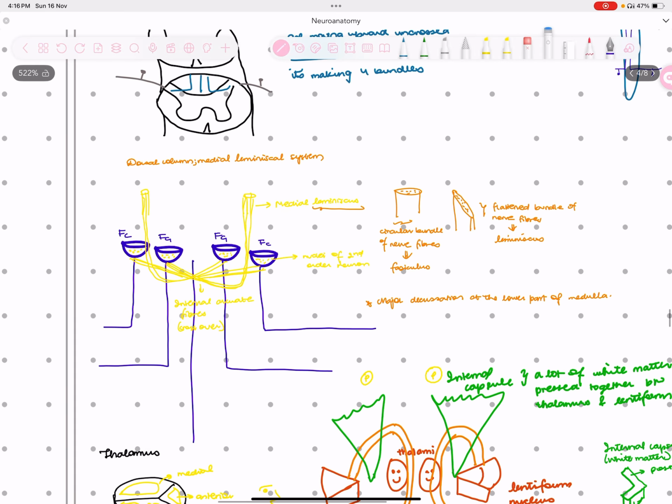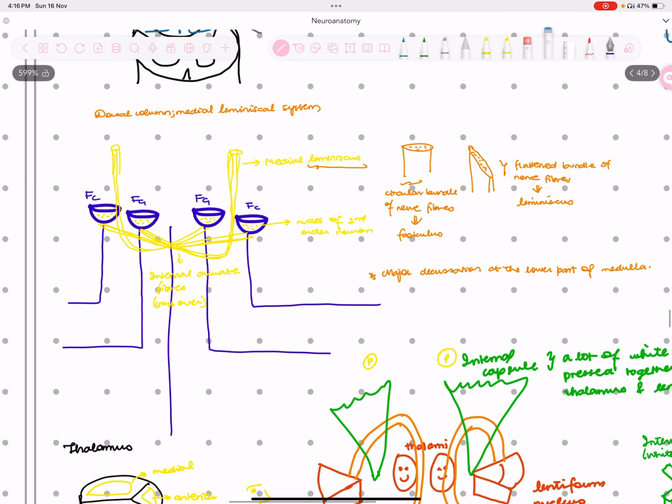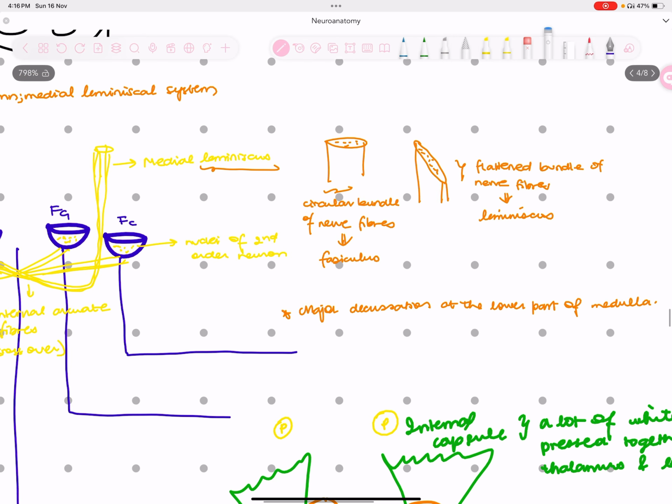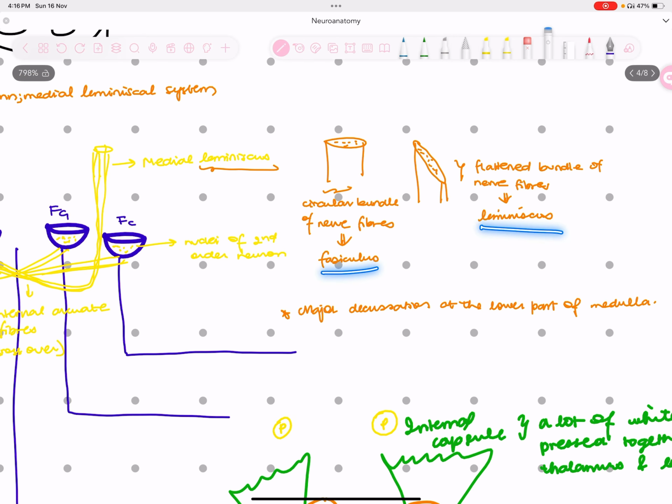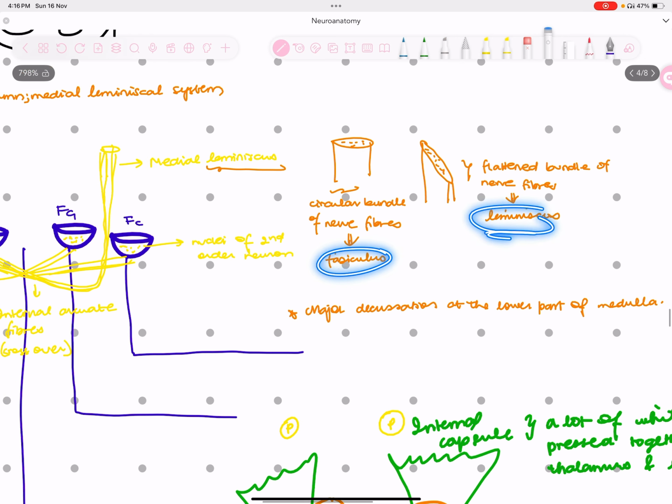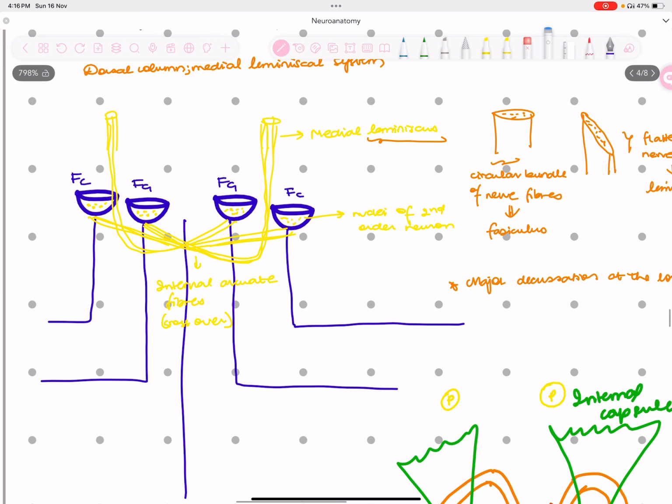So once this terminates there, yes, this is what I was talking about, fasciculus and lemniscus. You might be confused about what is fasciculus and what is lemniscus, but let me first do lemniscus and then I'll tell you. So once it comes, for example, this is your fasciculus cuneatus and gracilis. They're coming to the nuclei. Once they come to the nucleus, they terminate there. Then the second order neurons begin. These second order neurons are going to mix and mingle.